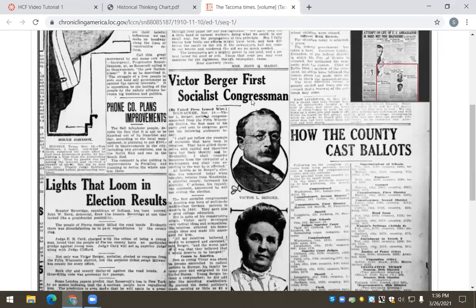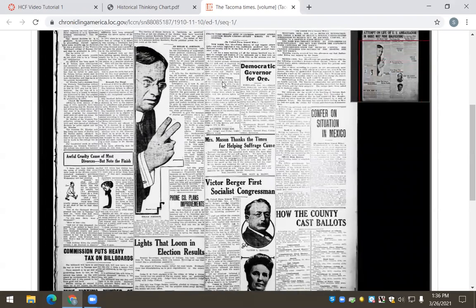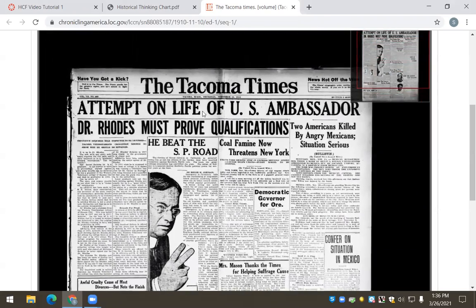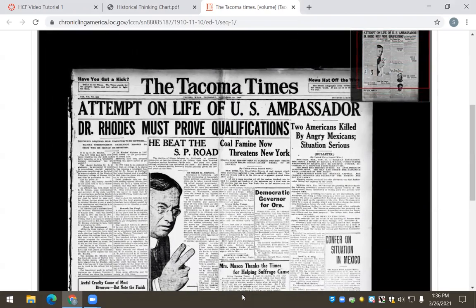When was it written? So then we're looking for dates. Luckily, this is a newspaper. So we can see right here, the date here is November 10th, 1910. It asks where it was written. So the particular place is Tacoma, Washington.